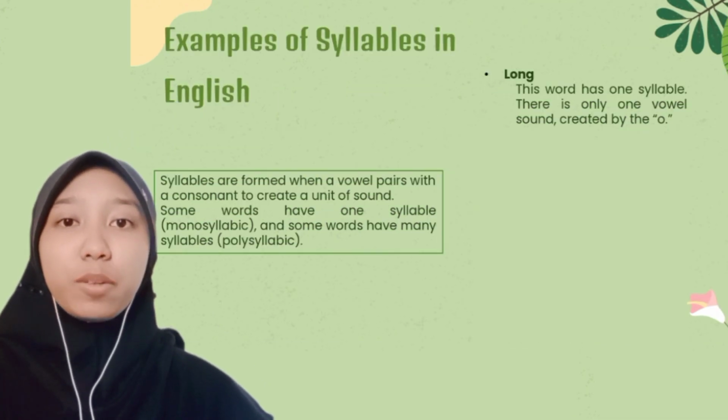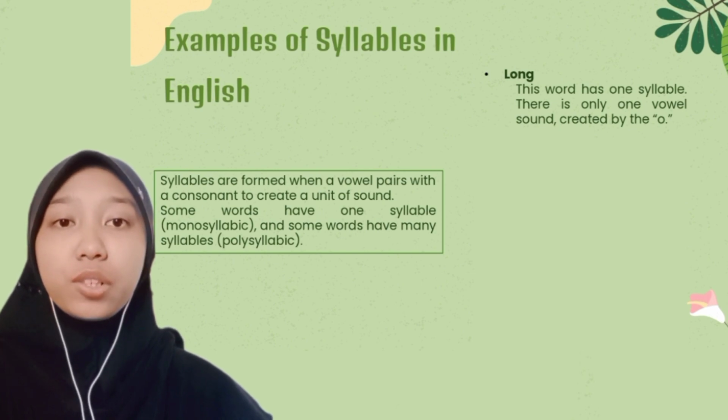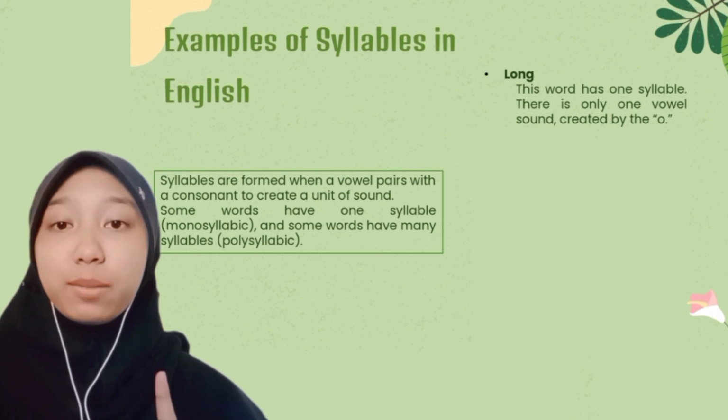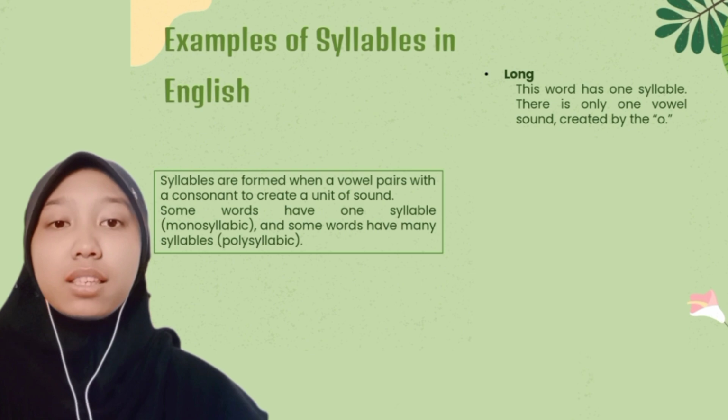Examples of syllables in English. Syllables are formed when a vowel pairs with a consonant to create a unit of sound. Some words have one syllable, monosyllabic, and some words have many syllables, polysyllabic.